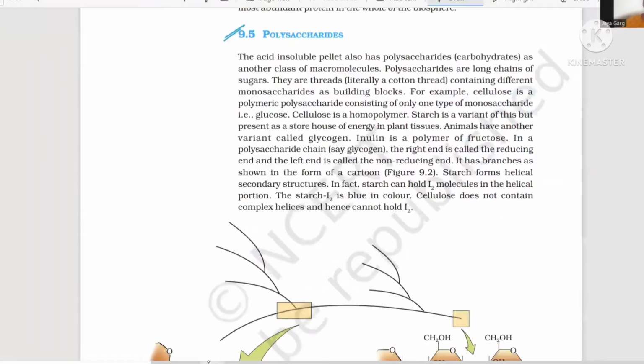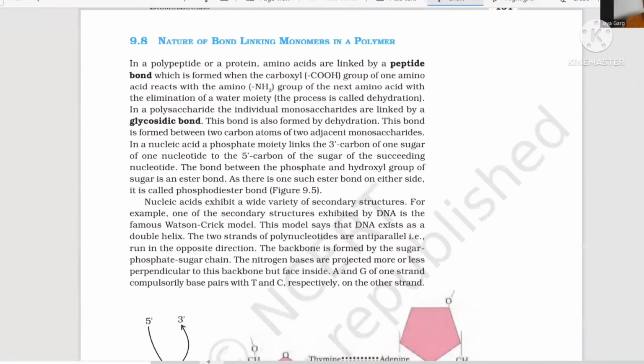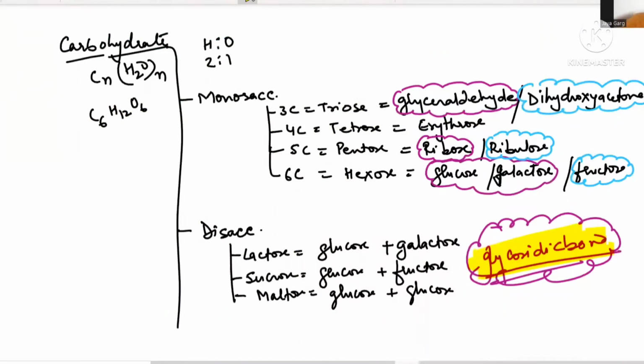Now let me show you the NCERT, beta. One minute, just a sec. See here. See the line carefully. In the polysaccharide, the individual monosaccharides are linked by a glycosidic bond, which is made by dehydration. All the bonds are made by dehydration, meaning removal of the water molecule. This bond is made between two carbon atoms of two adjacent monosaccharides. So this much I hope you have understood. Now let us see the examples of polysaccharides.